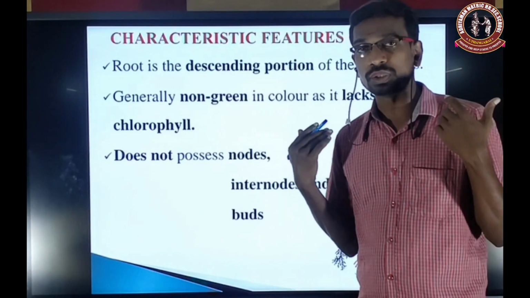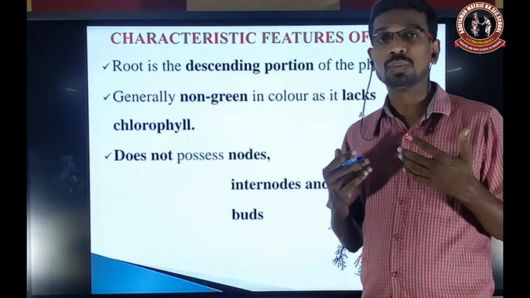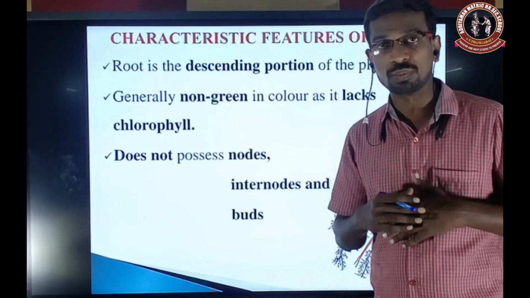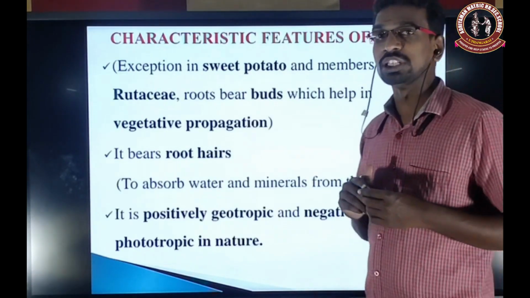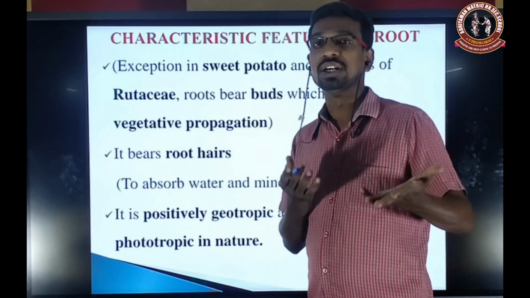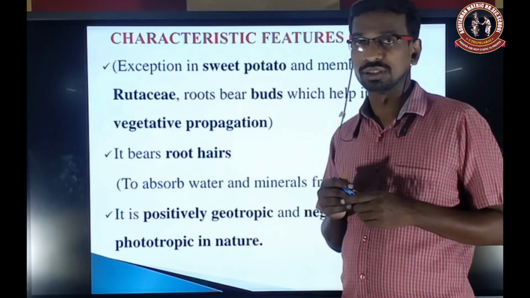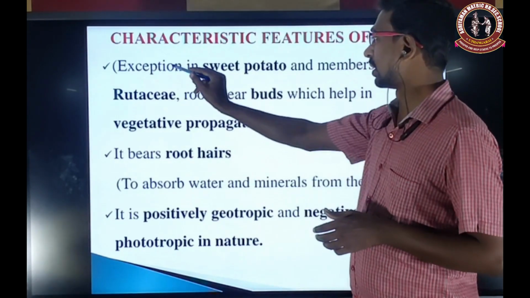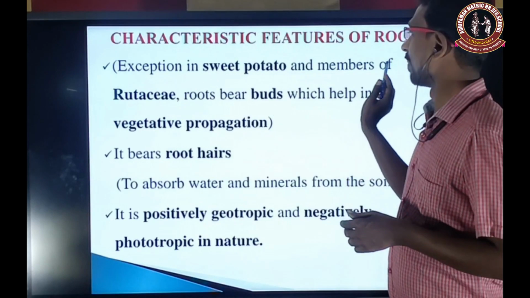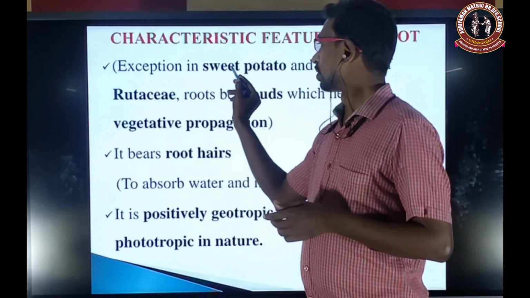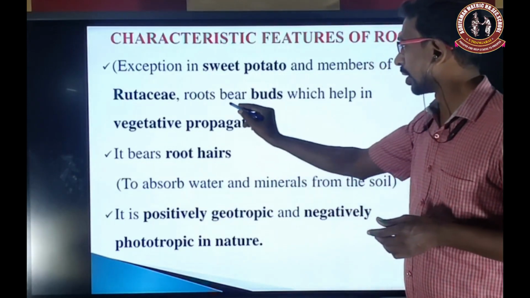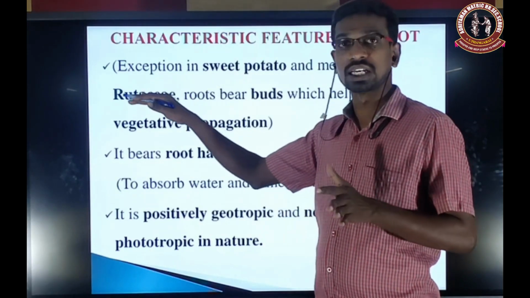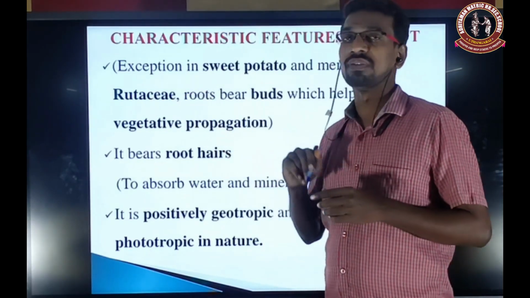Some plants cannot produce a flower or a fertile seed. So such a plant is propagated by means of vegetative propagation. Some roots are modified to do vegetative propagation and act as storage organs. So in this type of root, there are nodes and internodes. The exceptions are sweet potato and members of Rutaceae. In sweet potato and members of Rutaceae, the root bears buds, which help in vegetative propagation. But it is not common, it is an exceptional case, only for the purpose of reproduction.